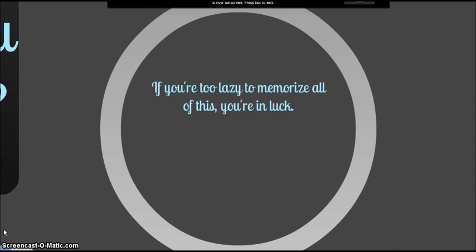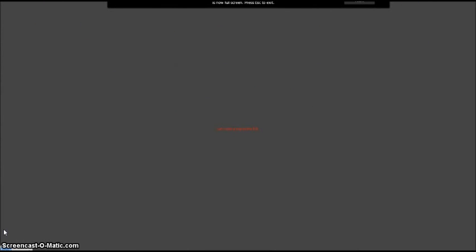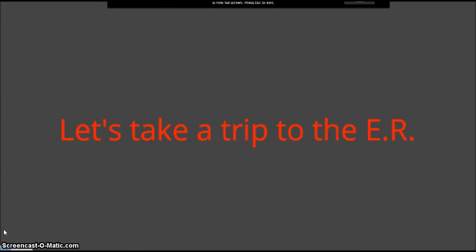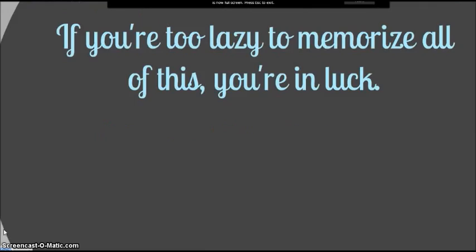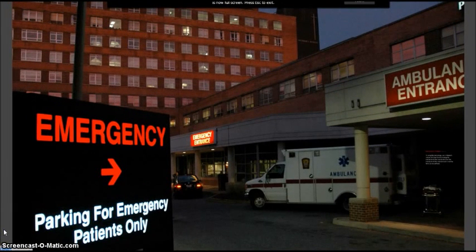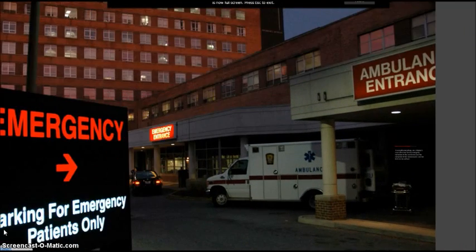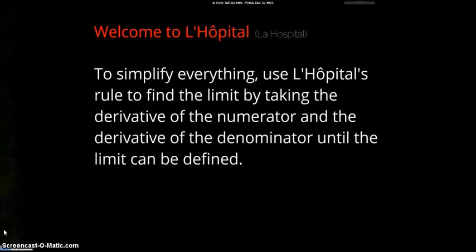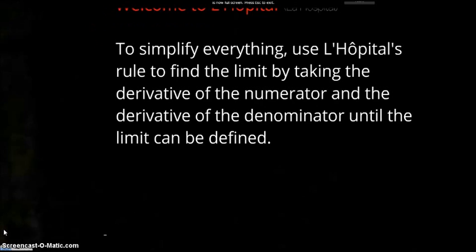If you're too lazy to memorize all of this, you're in luck. Welcome to L'Hopital. To simplify everything, use L'Hopital's rule to find the limit by taking the derivative of the numerator and the derivative of the denominator until the limit can be defined.